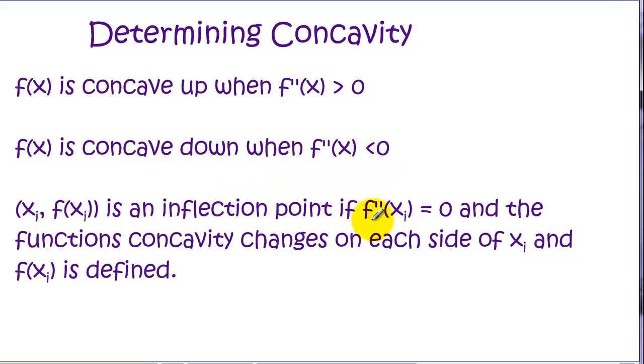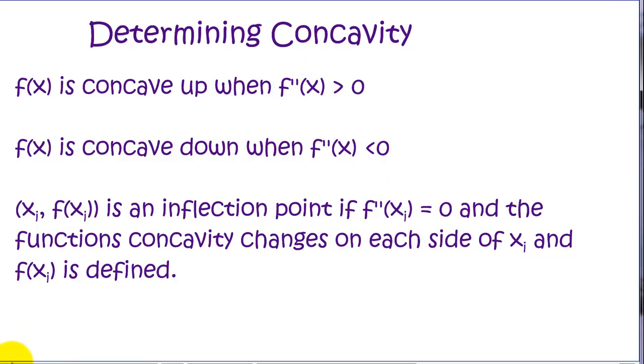Inflection points occur when the second derivative is equal to 0, but that is not enough to determine an inflection point. It has to equal 0, but also the function must change concavity on each side of that point. And we have to be able to calculate a y value, meaning the point has to be defined, so the original function must be defined at that particular value of x.